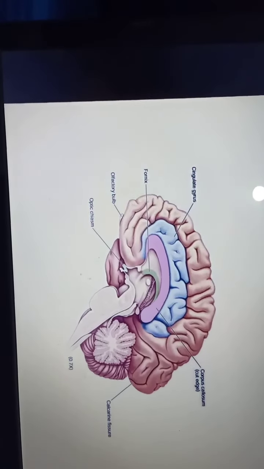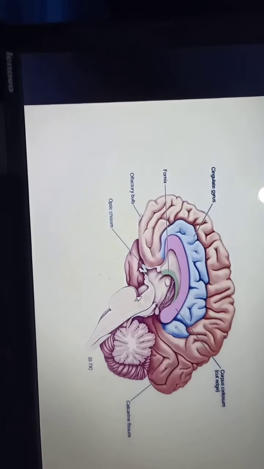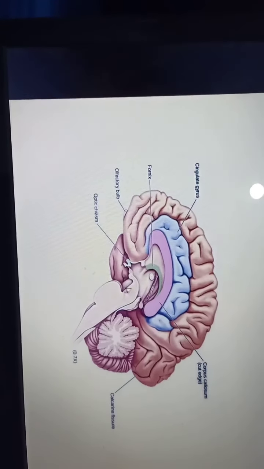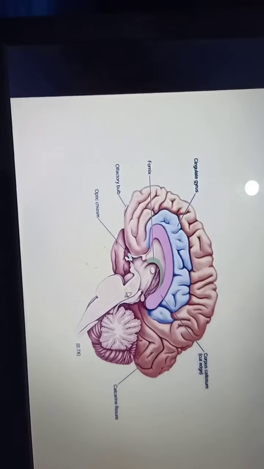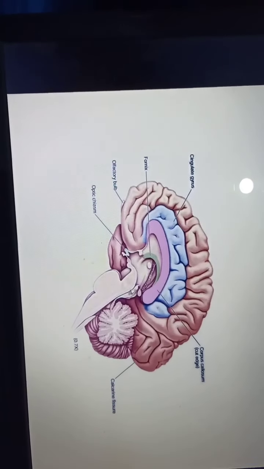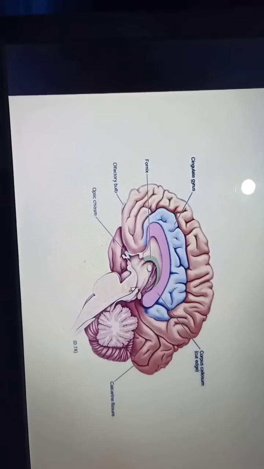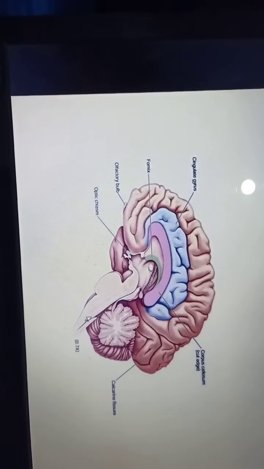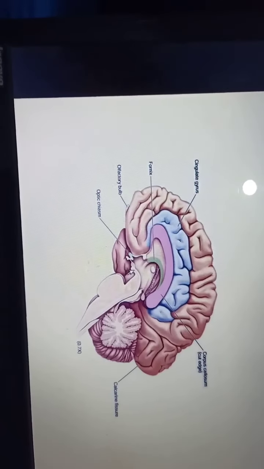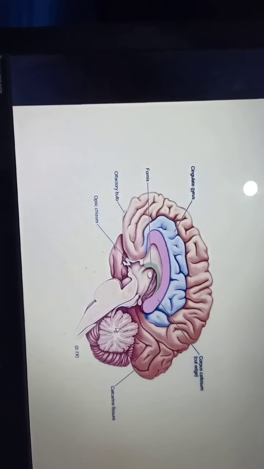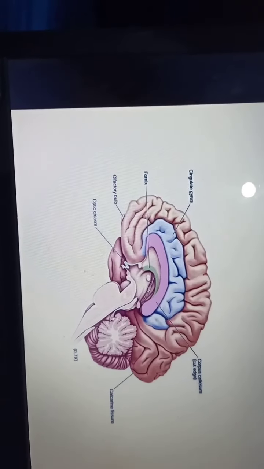See the diagram. This part is known as midbrain. It is the most rostral part of the brain stem. Here is midbrain, this is pons and this is medulla. Here is the diencephalon and this is the cerebrum with the cerebellum.